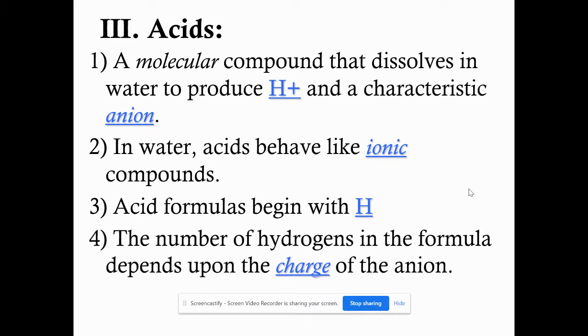All acid formulas begin with the element H. And the number of H's in the formula depends upon the charge of the anion it's connected to. It could be -1, it could be -2, it could be -3. So if it's -1, we need one H. If it's -2, we need two H's, etc.